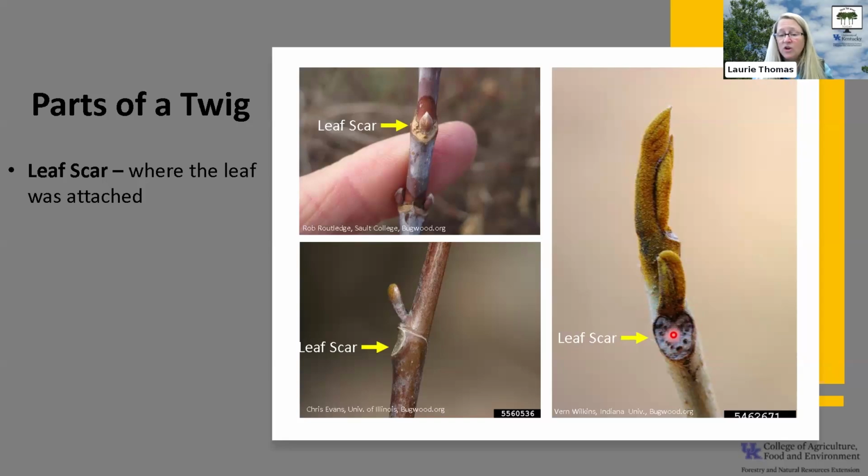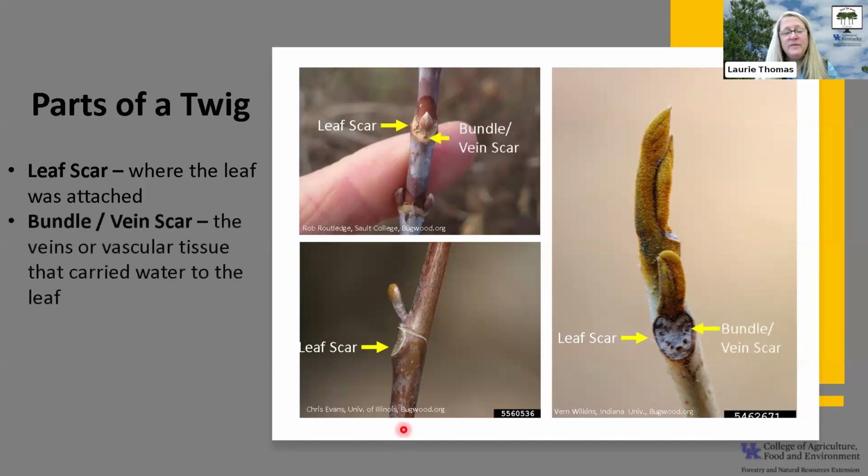The leaf scars are going to look different depending on the species because the leaves look different. Some are big, like this one has a much larger leaf because it's got a big leaf scar, than this one, which is a much smaller leaf scar for this species right here. And then we've got our bundle or vein scars. We also call these vascular bundle scars. This is simply the veins or the vascular tissue that carried the water to the leaf.